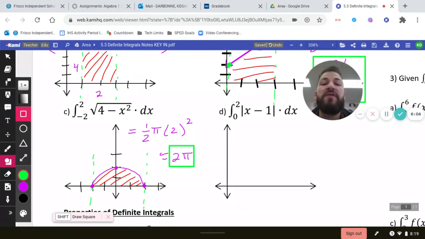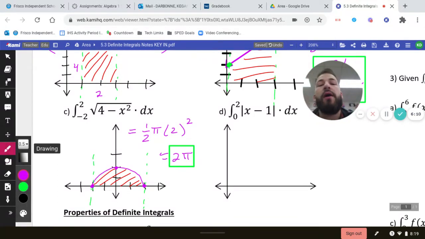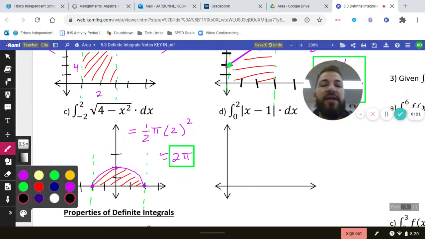And then D, we have the integral from 0 to 2 of the absolute value function x minus 1. So remember, an absolute value function starts as a linear line, but it takes the negative portion of the linear line and flips it up to make that V shape. So the V specifically always hits wherever the x value is. So if I took the inside x minus 1 and solved it for x, I would get 1. So that's going to be where my V hits.